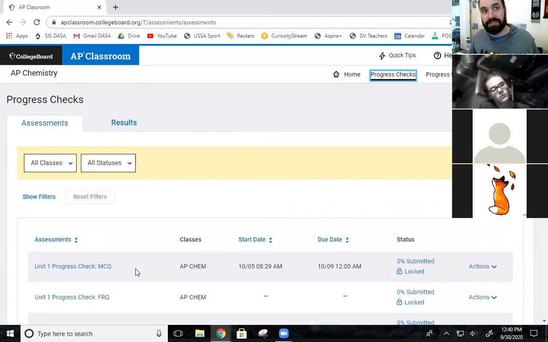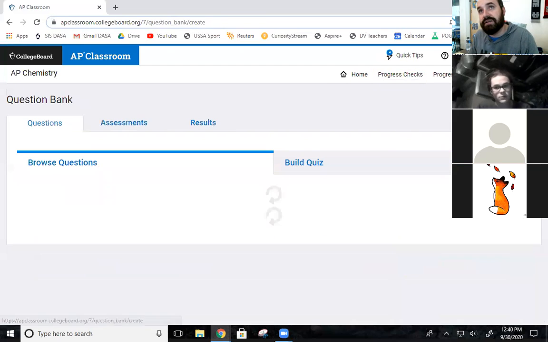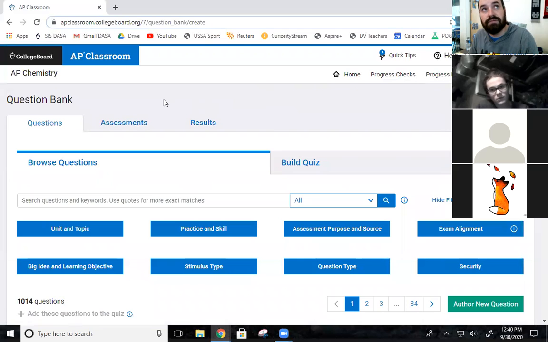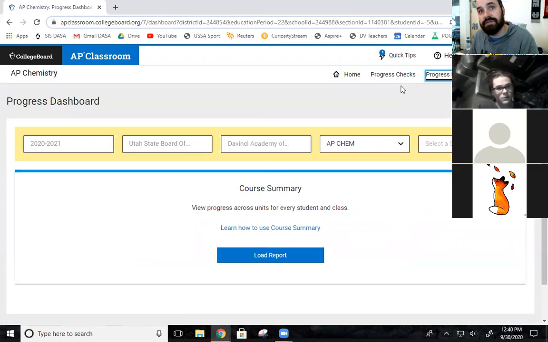So I have assigned the progress check, which is the actual exam. You can get there by clicking on progress checks. So this is how you get to the actual exam, at least for me. It looks different for teachers than it does for students. I'm doubting that you have the question bank thing. I don't know how to make this a student view. Progress dashboard, maybe?